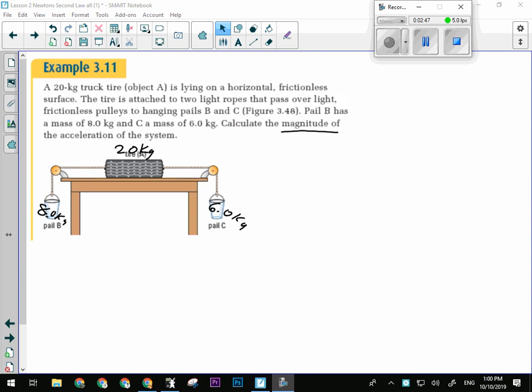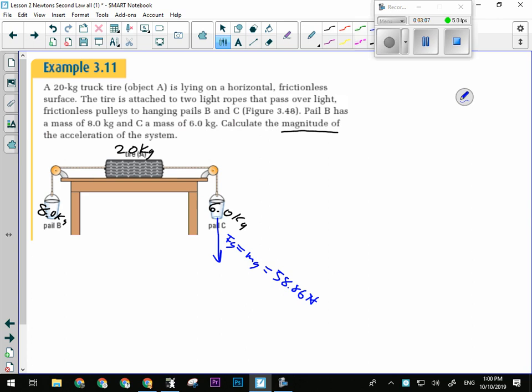Okay, first thing we have to do here is identify the forces that are acting in the system and calculate them. So we first have this force of gravity acting on the 6 kilogram pail. So that's m times g, so that's going to be 58.86 newtons. Okay, then we have this 8 kilogram bucket over here. Okay, it's going to have a force of gravity that's also m times g, 78.48 newtons. All right, those are the only forces because they tell us the pulleys are frictionless, the table is frictionless. Those are the only two forces acting.